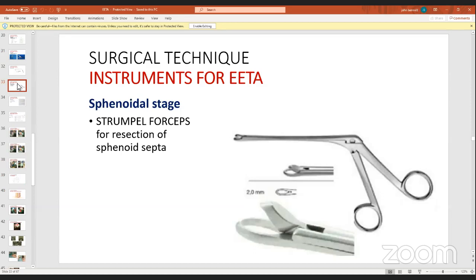Okay, so now we are in the sphenoid stage. When we incise the mucosa, we put it laterally, and we are in the sphenoid sinus. Those kinds of forceps are what we use to remove the mucosa. It's essential to remove the mucosa and all the septum that you can see inside.